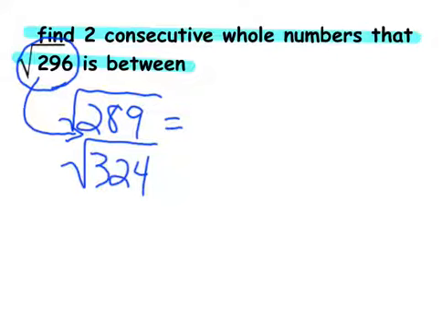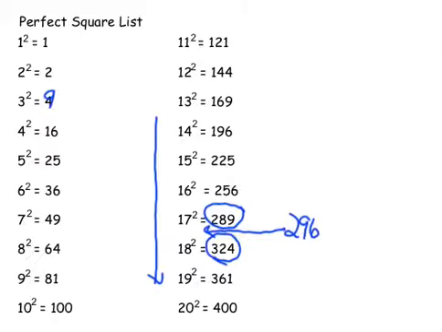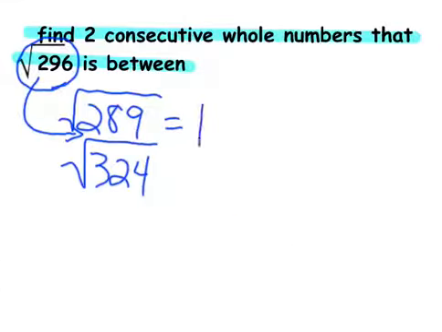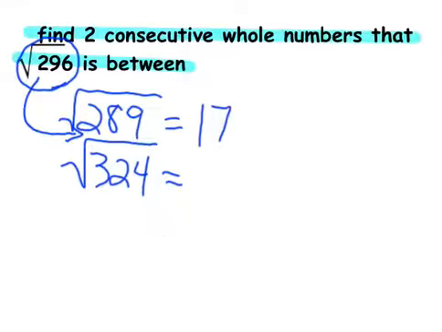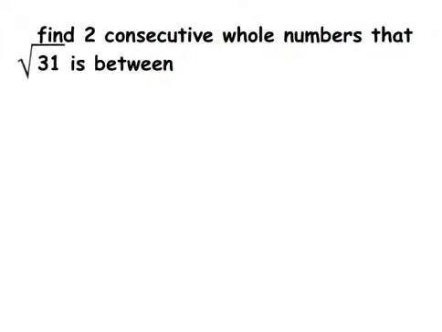So the square root of 289 is 17. The square root of 324 is 18. So when it says find two consecutive whole numbers that the square root of 296 is between, your answer is 17 and 18. I'm going to have you try this one.